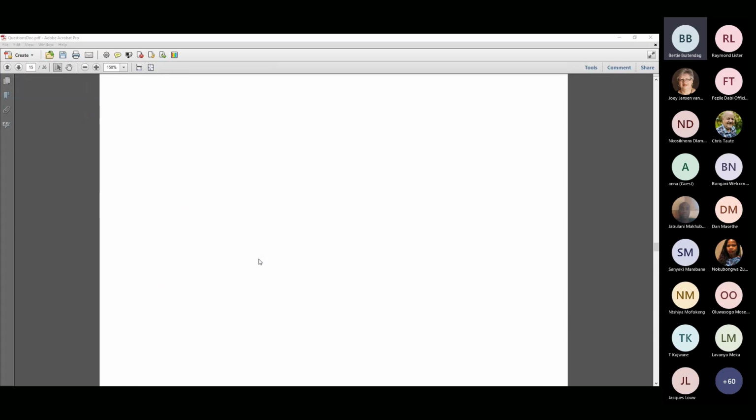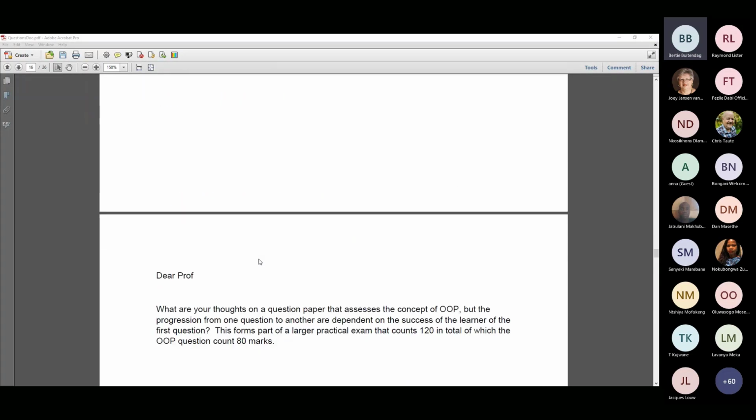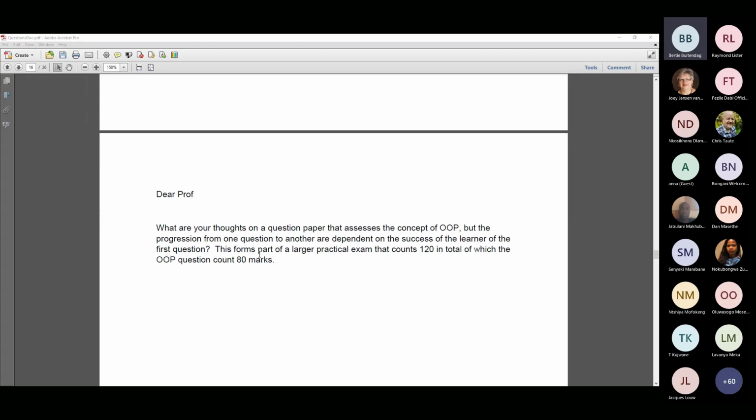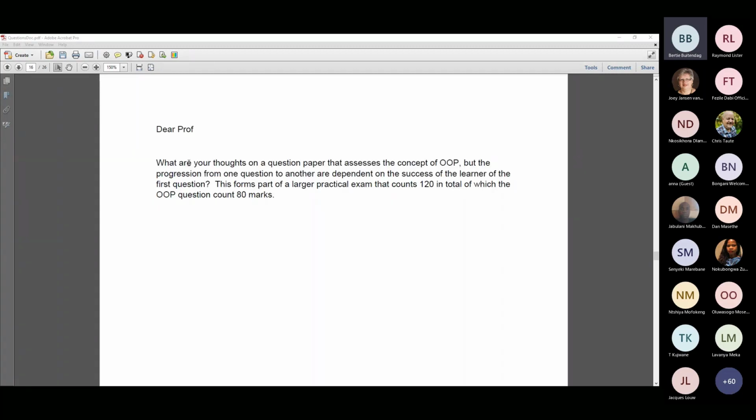Then we've got another final one. I think this is all right. Dear Prof, what are your thoughts on a question paper that assesses the concept of OOP, but the progression from one question to another is dependent on the success of the learner in the first question? I think this question forms part of a practical exam that counts 120 in total, of which the OOP question counts 80 marks.